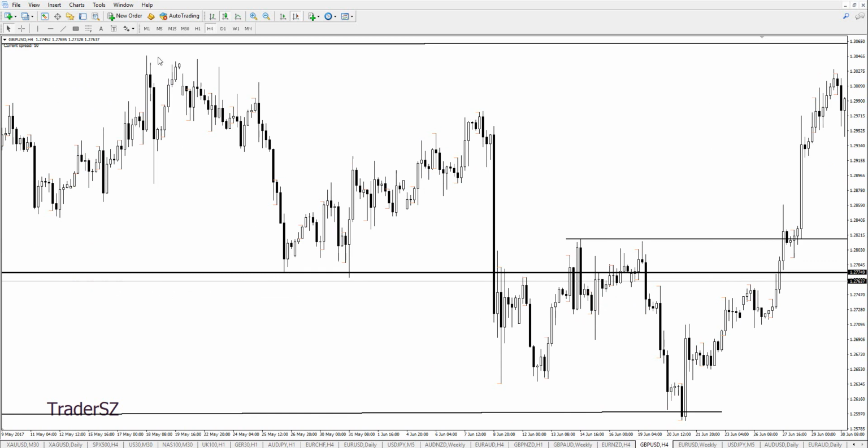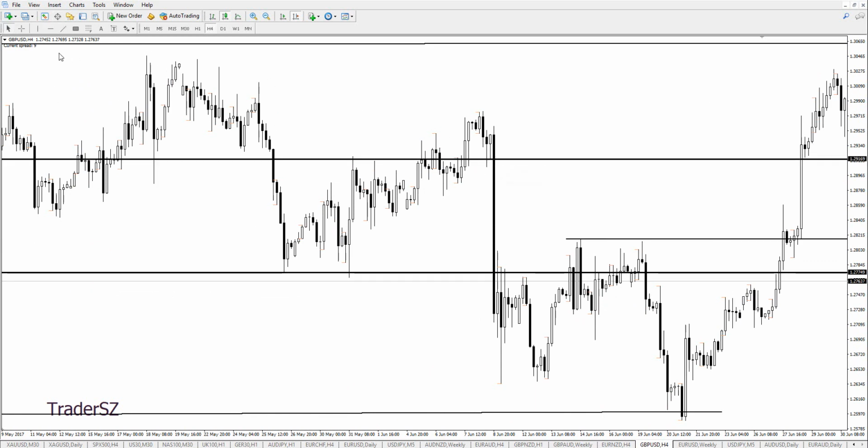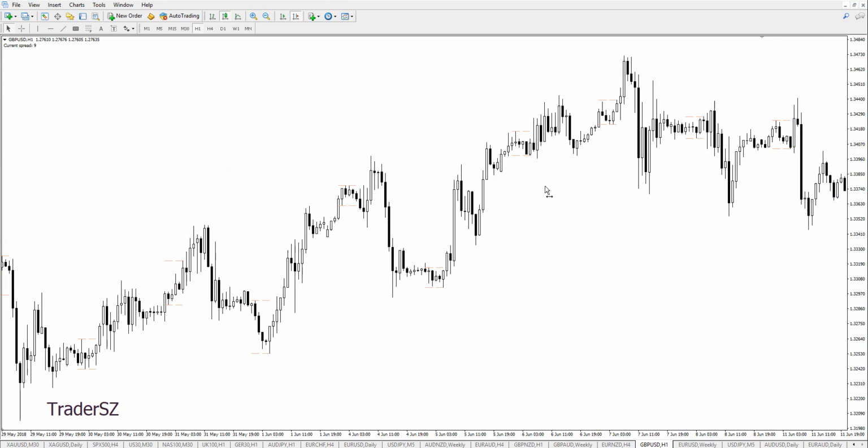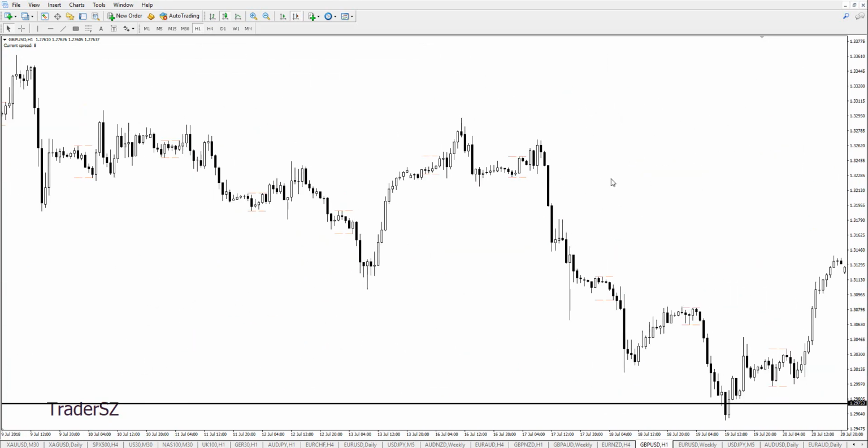Well, we know this was a target there, and this was a target there. Look what we've done now. We've cleared this SR level here, and what we want to do is we want it to stay above it. So it depends on how aggressive you want to be. If I can then go to H1, going forward.